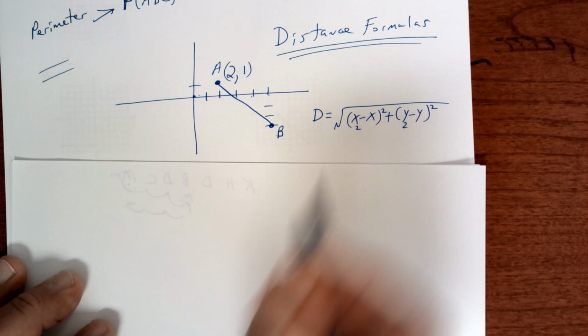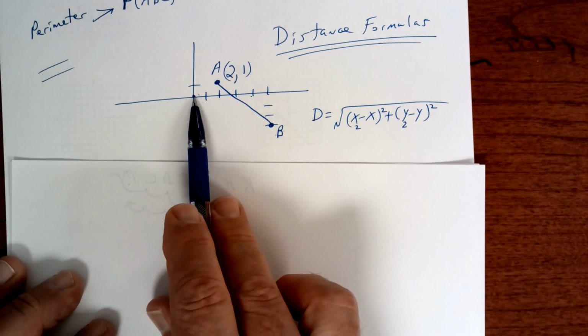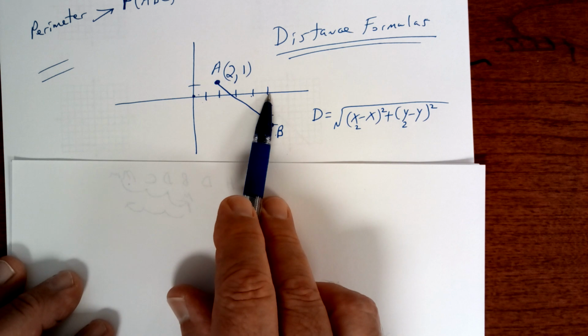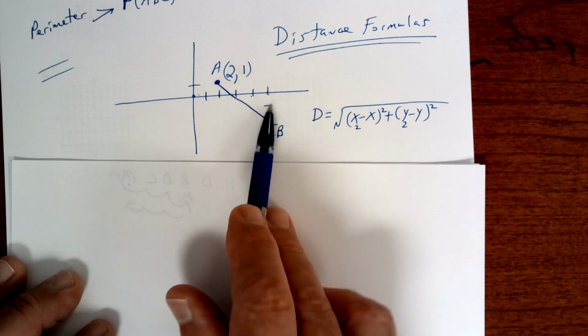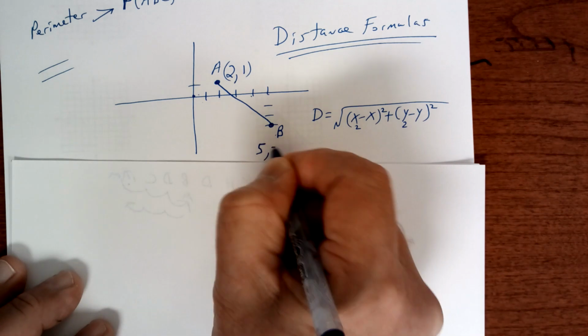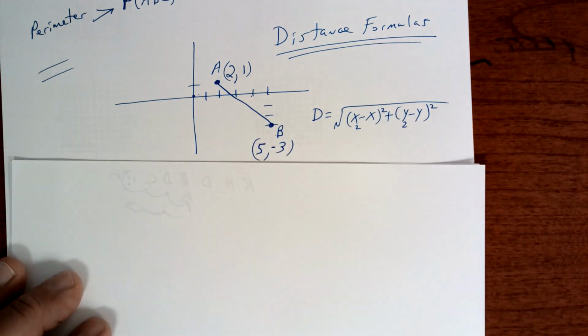This one you have to go to the right 5, and then down 3. So right 5, but down 3. Okay? These points have to be right, or you're not going to get it right.